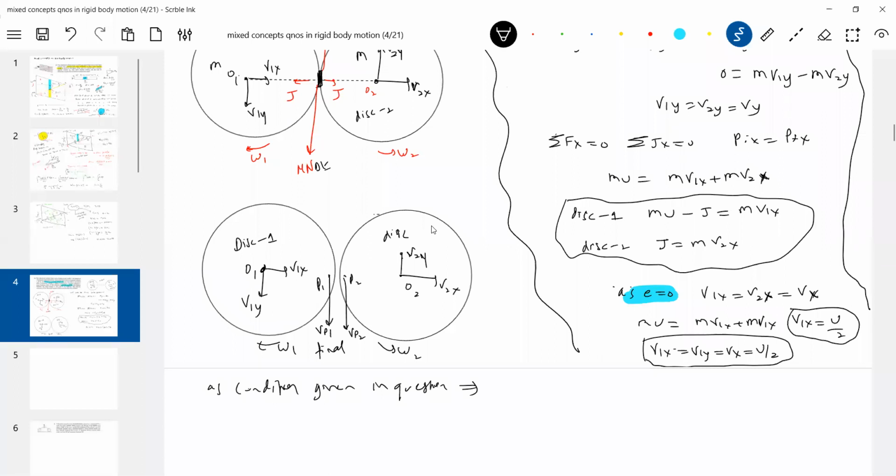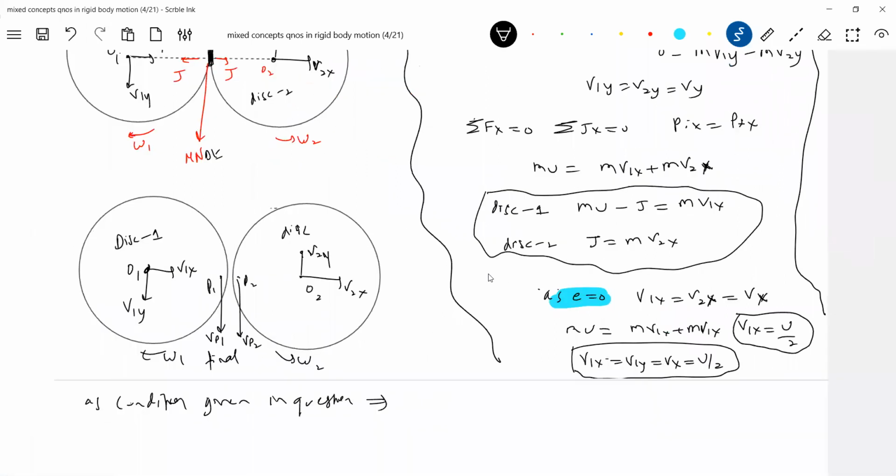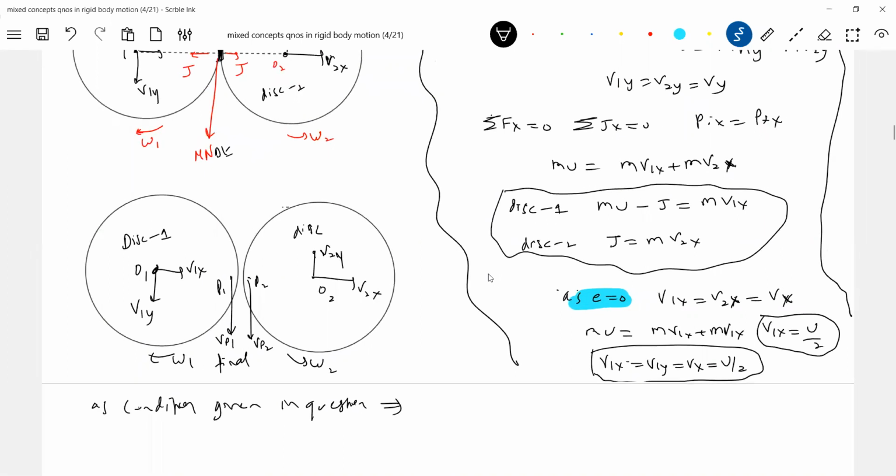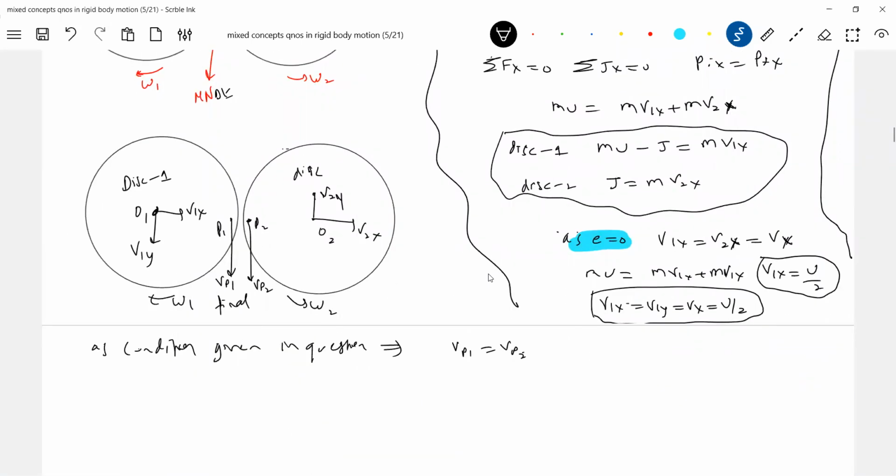Everything fine, Mark. Just listen. No need for doubt. Please do listen. As the condition is given in the question, Vp1 equals Vp2. Now, what is Vp1? Let me finish this one. What is Vp1 equal to? Look at this. It has tangential velocity and also V1y, no? So Vp1, what can we write it as? Vp1 should be equal to V1y plus R omega 1. Let me write here.